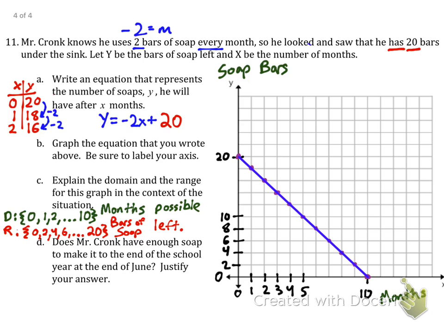But because we connected the line, and more importantly, because you can have half a bar of soap left, or 1/10 of a bar of soap, and the month can be halfway through a month, a better domain and range looks something like this: the domain is 0 is less than or equal to x, which is less than or equal to 10, and the range is 0 is less than or equal to y, which is less than or equal to 20. Because this would be considered a continuous domain. So as long as you justify it, both of those are valid.